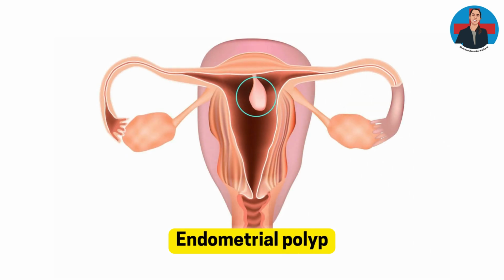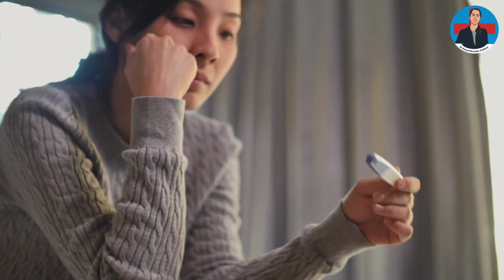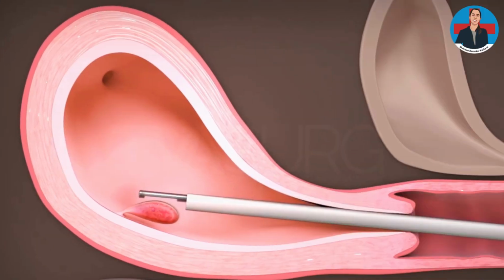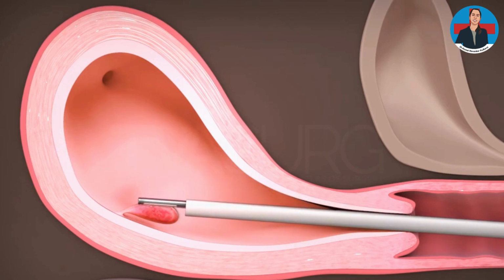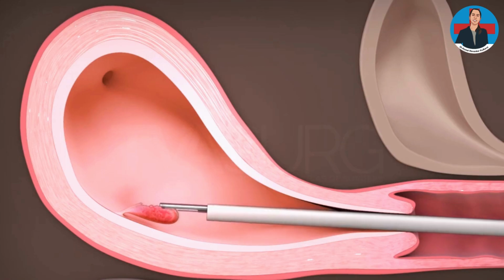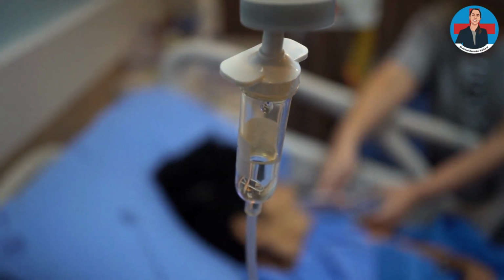Endometrial polyp is an excess growth that happens inside the uterine cavity. It can cause infertility, heavy menstrual bleeding, and painful menses. Hysteroscopic polypectomy is the commonest procedure performed by using a hysteroscope for a significant sized polyp. The patient can go back home within a few hours of the procedure.